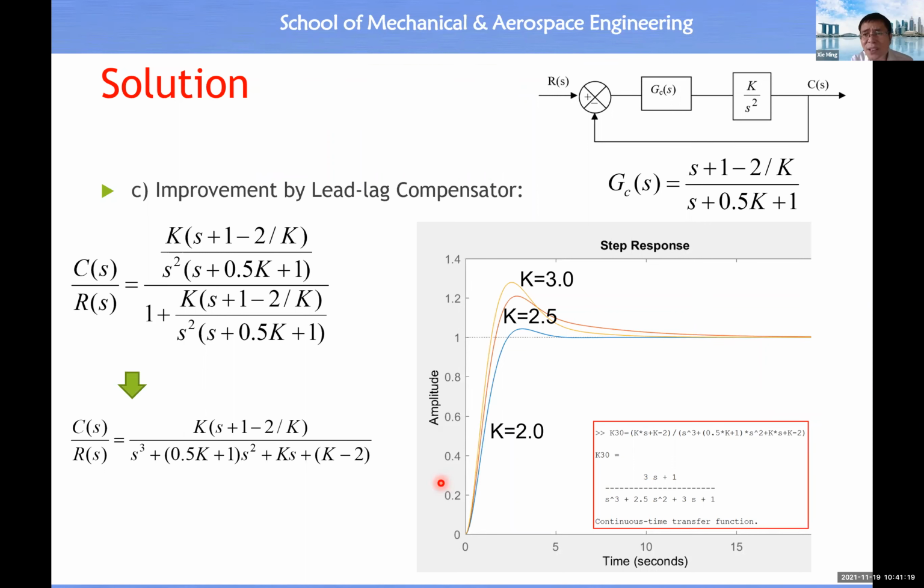Here you see you still have another freedom as a designer, because you have extra freedom to choose the value for K. So you must enjoy this freedom. Then you try three values, let K equal 2, 2.5, 3.0, then use MATLAB to verify. Then you update the transfer function of the closed loop control system, and you have this result. Then in MATLAB, you just key in three transfer functions, because for each K you have one transfer function. When K equals 3, the transfer function looks like this.